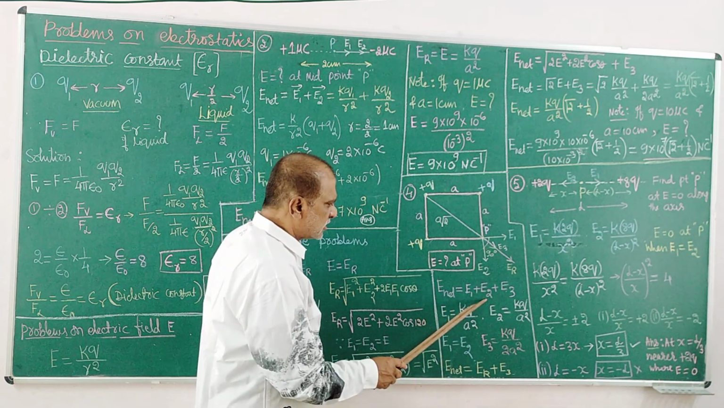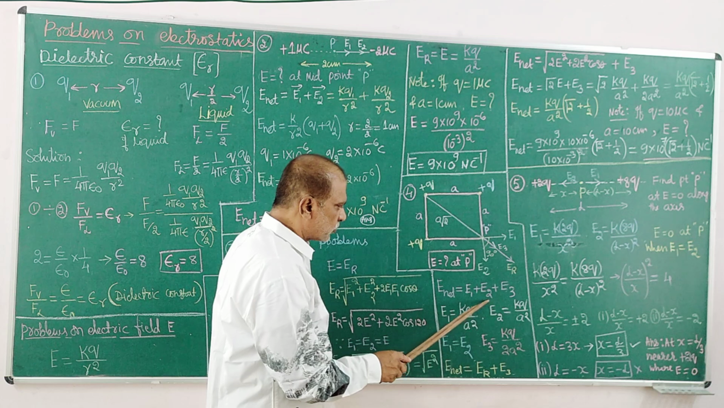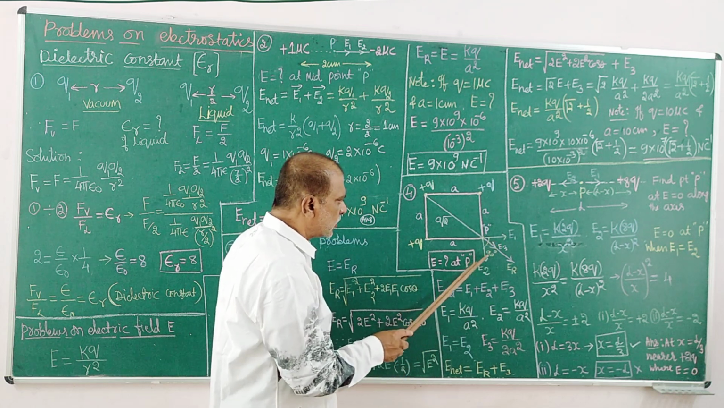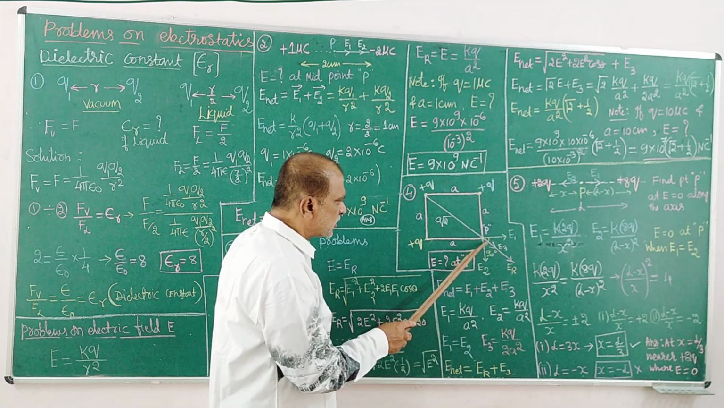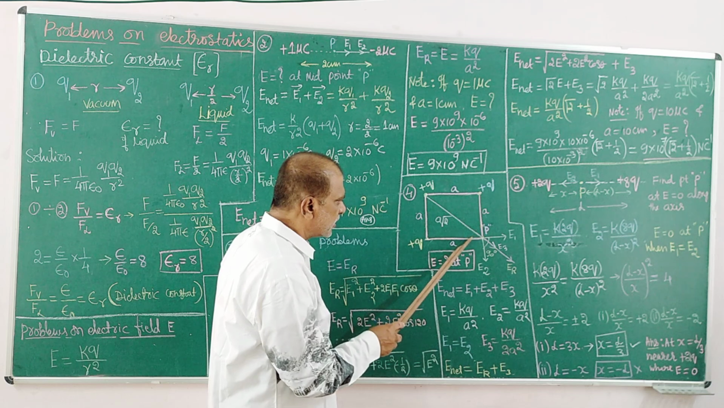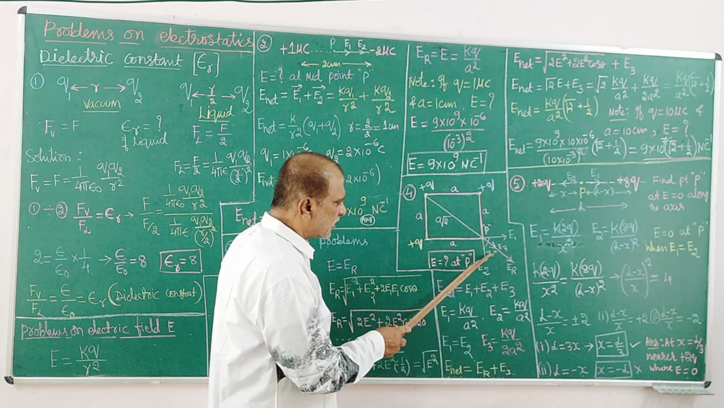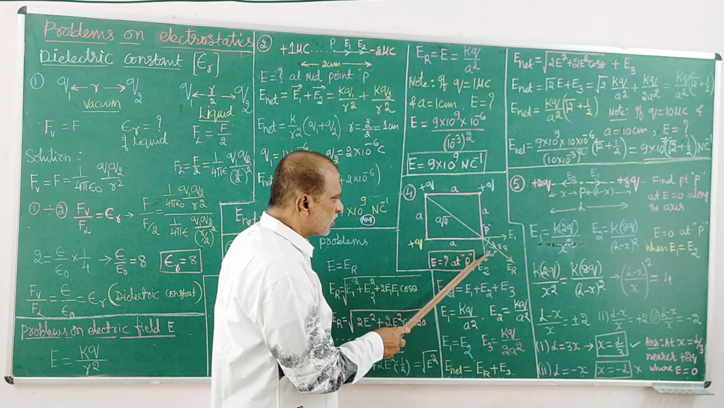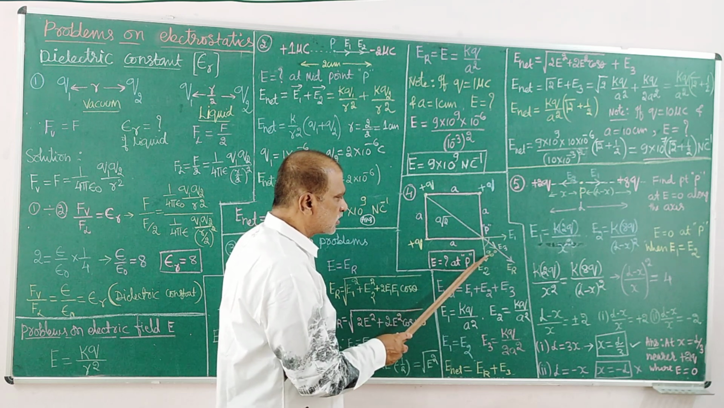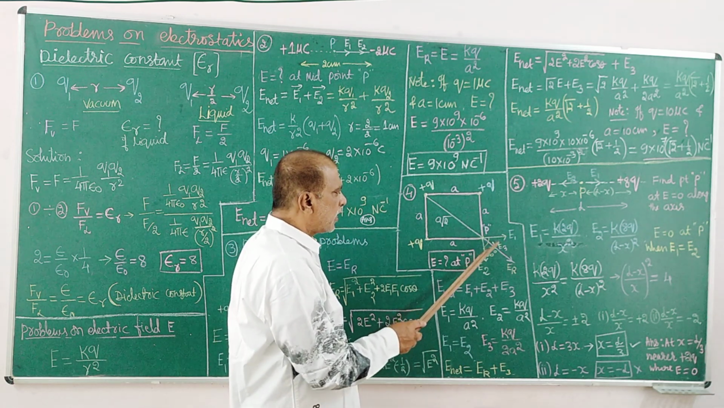Now vector sum means first we have to sum these two, that is E1 and E2. What is E1 and E2? The angle of separation is 90 degree, because if this angle is 90 degree, then this angle must be 90 degree. These two vectors are separated by this angle.